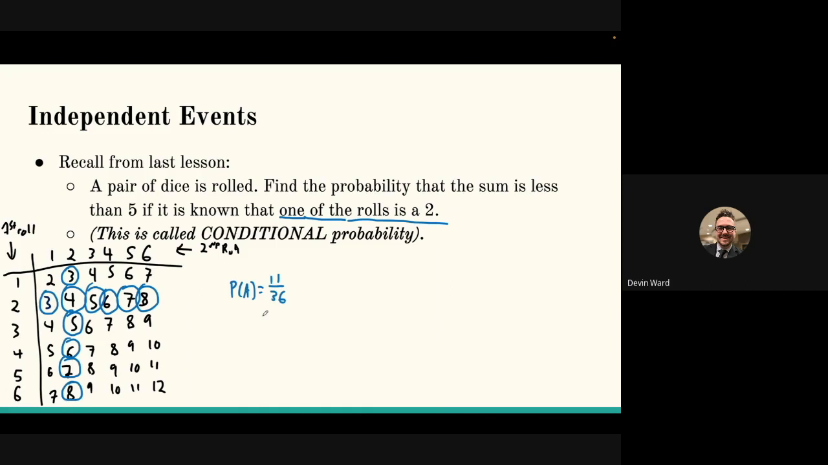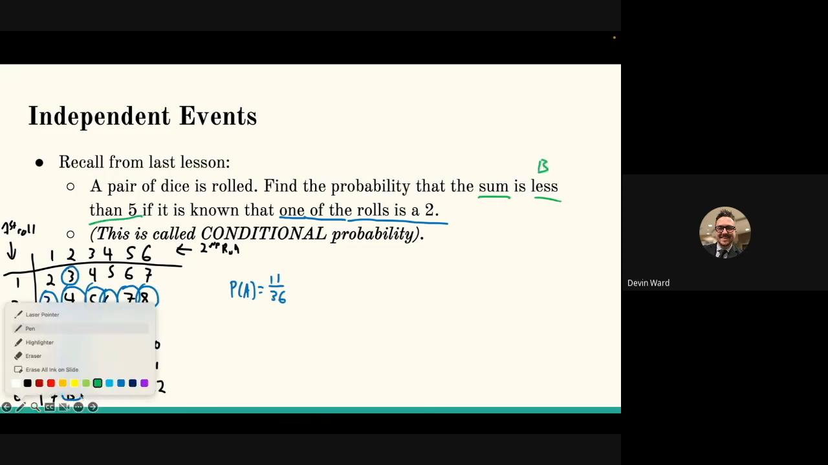Okay. And now we want to find that the probability is less than 5. So probability, or the sum is less than 5. Okay, so that's going to be our B, and I forgot to label that one was A.